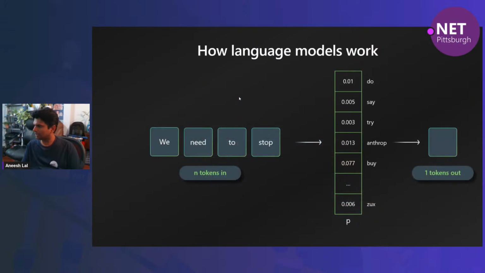All right. So if you're looking for the same result twice, "we need to stop," it can pick, say, try, buying, or anthropomorphizing ChatGPT, and things like that. It looks at all the probabilities, and then, as I said, picks the most appropriate one, right?